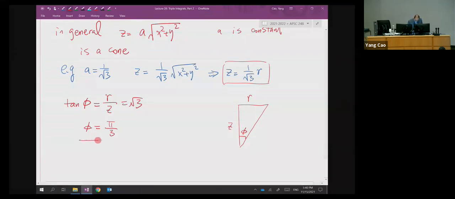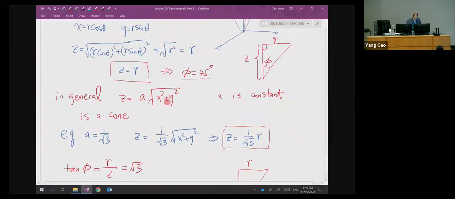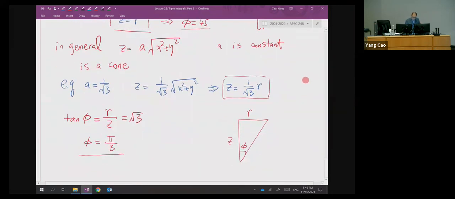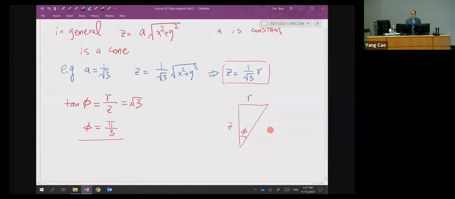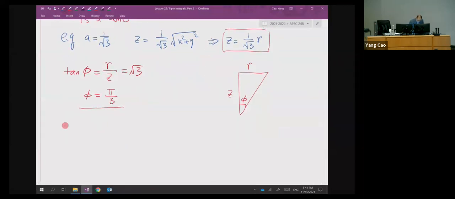So anyway, I guess the reflection you want to establish is, given a Cartesian expression, what is the corresponding cylindrical expression? And then you can tell immediately, given that expression, what kind of geometry it actually describes in 3D space. Okay. So let's take a look at an application of cone surface in a triple integral here.